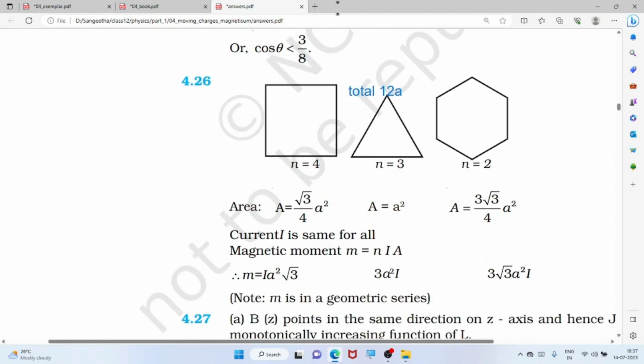The magnetic moment is the current times the area, and the number of sides is also given: 4 sides, 3 sides. Here this is the answer.